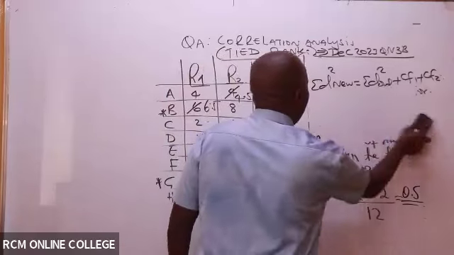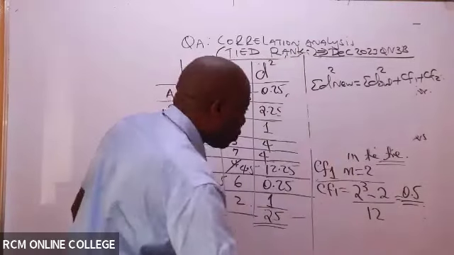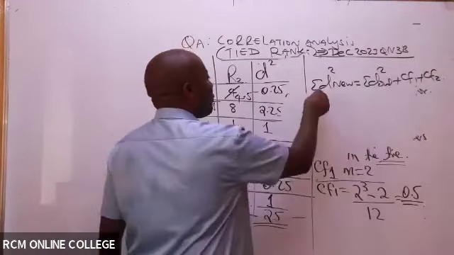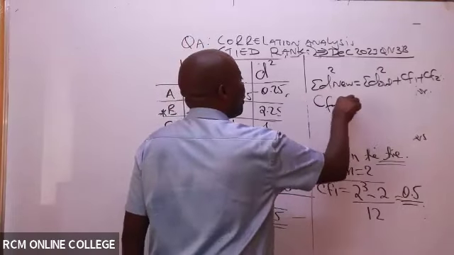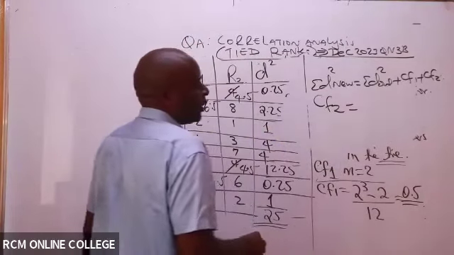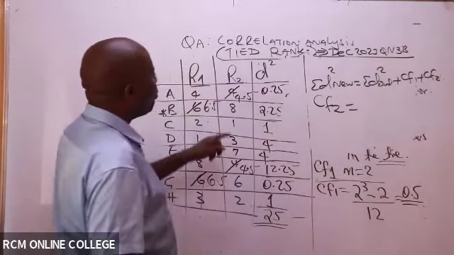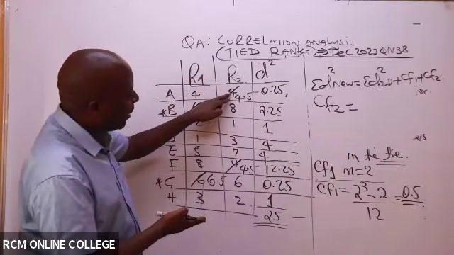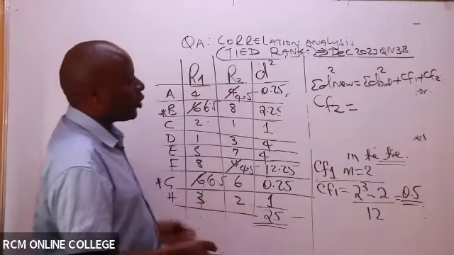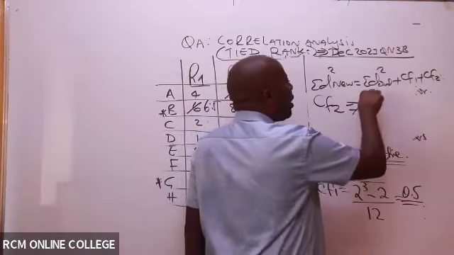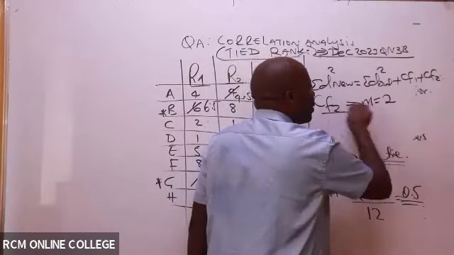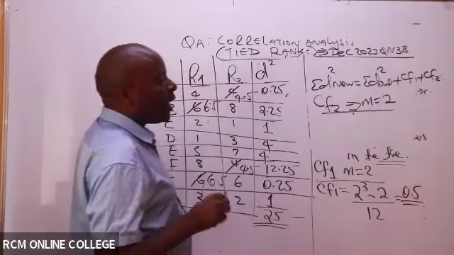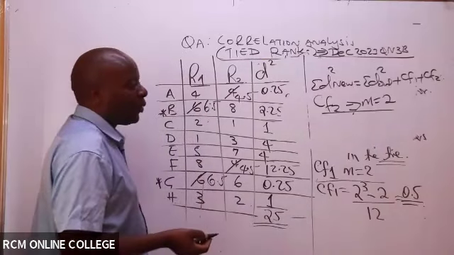Distribution 2, we have another tie. So that calls for CF2. In CF2, we had two members again, coincidentally. Two members who tied up at number 4. So again, for CF2, M coincidentally is 2. I don't have to calculate.